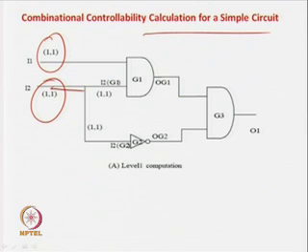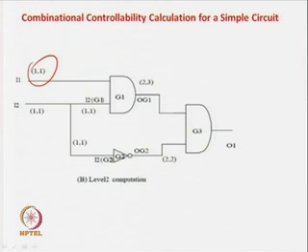So, this is the stem. If the controllabilities of 0 and 1 are 1 1, they directly reflect over there, because whatever value you give here directly comes. So, this is 1 1 and this is 1 1. This is level 1. Now, let us calculate for this next level.